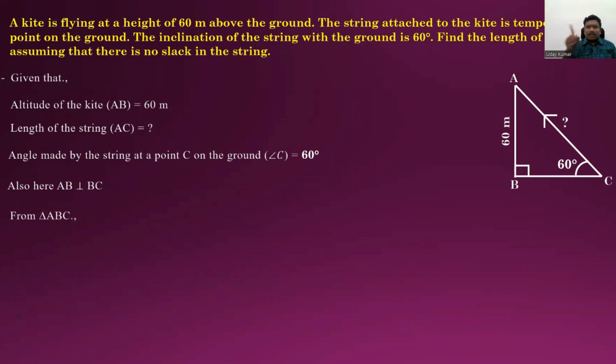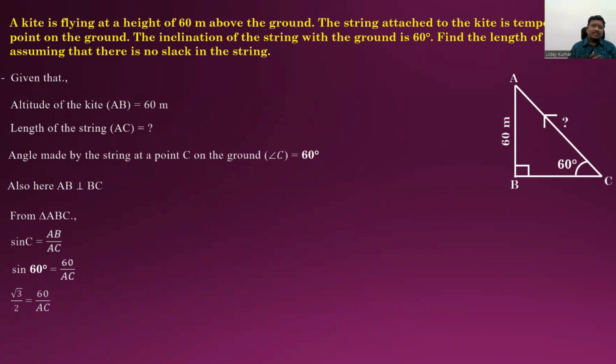Now, ABC is a triangle. As I told you, we know the opposite side. We have to find the hypotenuse. So the opposite-hypotenuse related trigonometric ratio is sine theta. Substitute that. Sine C is equal to AB by AC. Sine C means sine 60 is equal to 60 by AC. Sine 60 how much? Root 3 by 2. So root 3 by 2 is equal to 60 by AC.